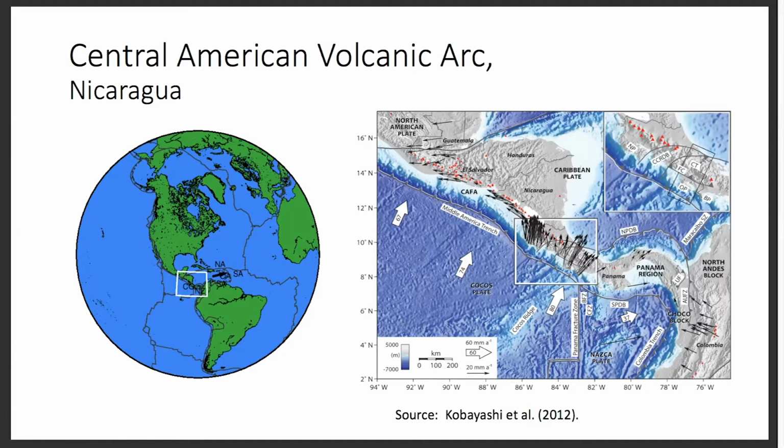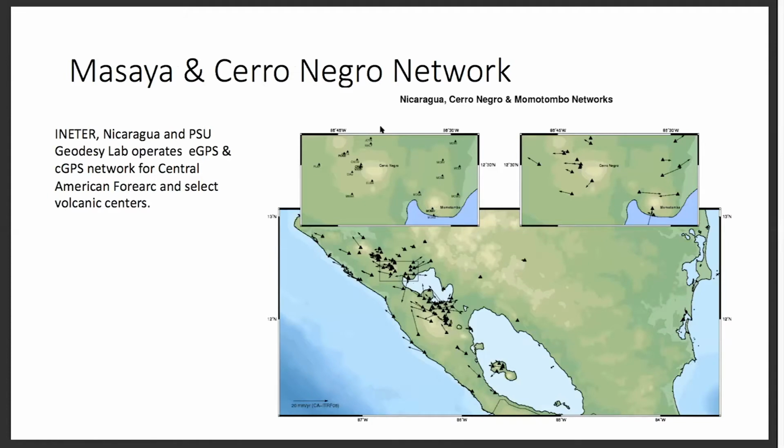There's a volcanic arc that dots the edge of that sliver, with a volcano about every 20 kilometers along this fore arc. I am primarily interested in Nicaragua. This is our GPS network that Pete operates with INETER, the local USGS-equivalent agency. We not only monitor tectonics, but we do volcano monitoring. Pete's primarily a volcanologist. I am not. I deal with tectonics and fault slip rates.